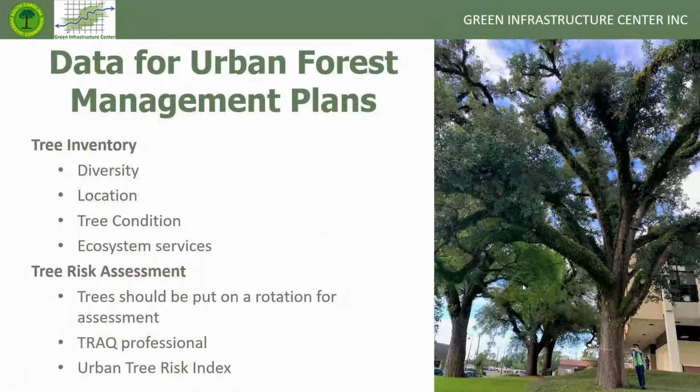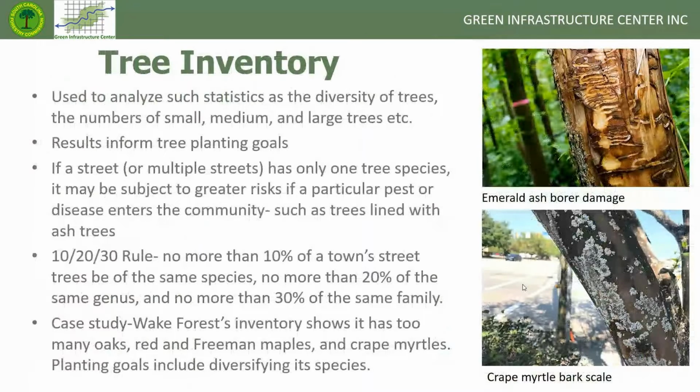And then the data for an urban forest management plan that is probably most necessary is a tree inventory. So with a tree inventory, you're looking at diversity of trees and you can get a sense for if you're meeting goals like the 10-20-30 rule, where no more than 10% of a town's street trees should be of the same species, no more than 20% of the same genus, and no more than 30% of the same family. So thinking about whether you have the diversity to have a resilient tree canopy in your city if something like emerald ash borer or crepe myrtle bark scale starts to affect your street trees.